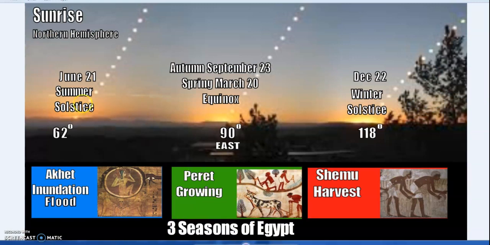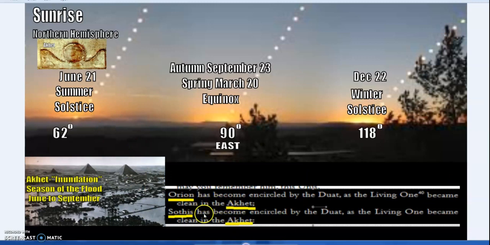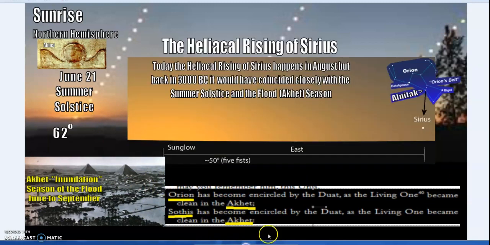So 3 seasons, we see the summer solstice, that marks June 21 now. In the past, calendars shifted over the years, but that marks the flood season of Archet. Orion, Archet, Sophis, Archet, the flood season. The heliacal rising of Sirius. So Sirius is one of the unwearying stars. It's not like the North Stars, which is perpetually there. It's only visible for parts of the year. And so Sirius disappears, and then after about 70 days, I think it's about, it re-emerges.